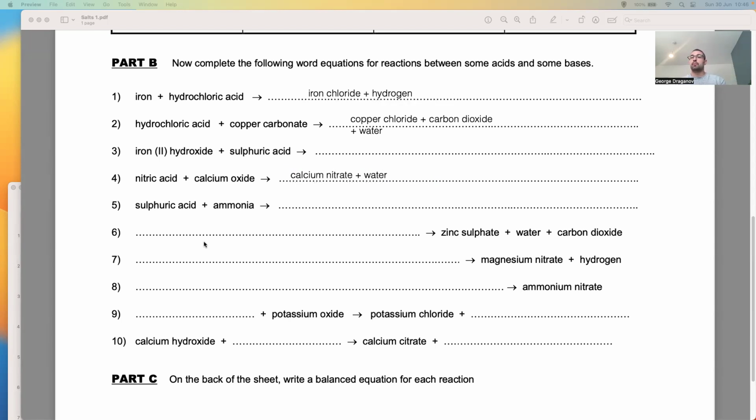You should also be able to work backwards. So this one, because it has the CO2, I know it used to be a carbonate, and because it has zinc, it must have been zinc carbonate. And because it's sulfate, it must have been sulfuric acid. So that's how you work backwards.